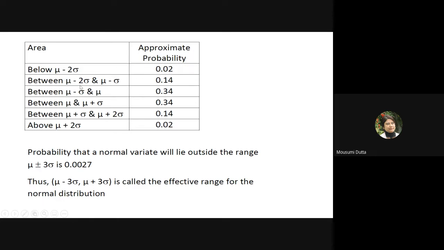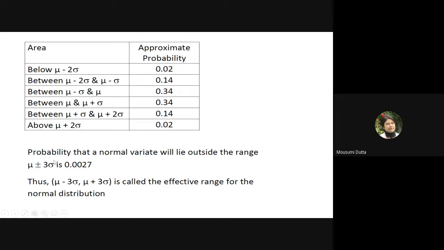Then, if you consider the range between mu minus 2 sigma and mu minus sigma, that will be only 0.14. Mu minus sigma and mu, 0.34. Mu and mu plus sigma, 0.34. So most of the observations will lie in between the range mu plus minus sigma. If you consider mu plus minus 2 sigma, then you are covering most of the observations.